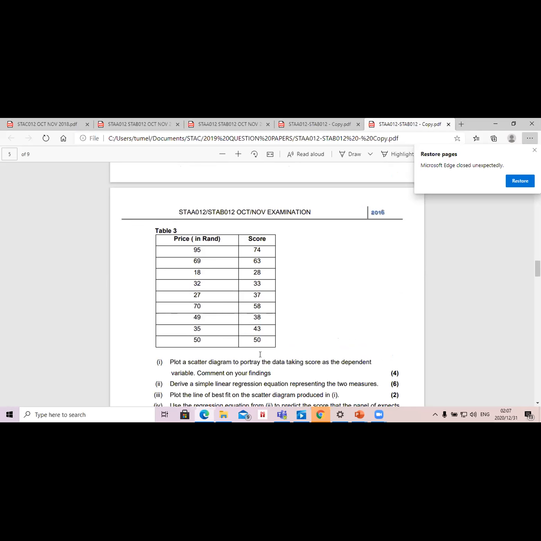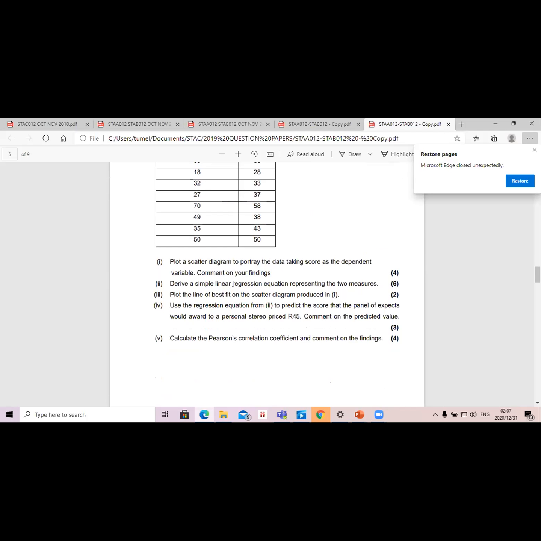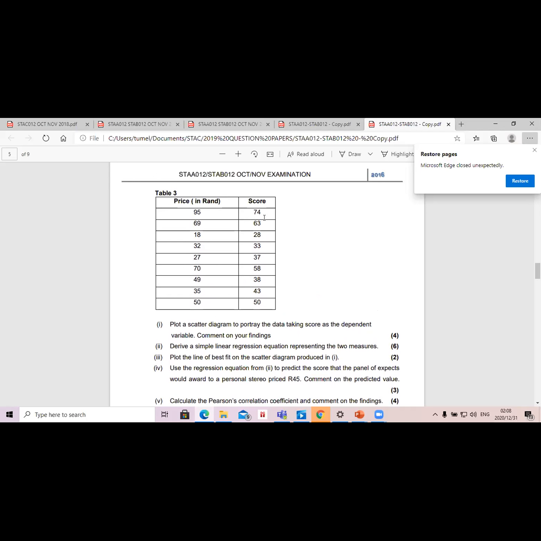You see, the approach is the same. Plot a scatter diagram to portray the data taking score. I'm not going to teach you this one because you are not going to draw anything. Your question paper is multiple choice based. And then derive a simple linear regression equation, 6 marks. You see, that side it was 5, but this side they're making it 6. So in the exam, they might even say it's 8 marks. So you see the giveaways.